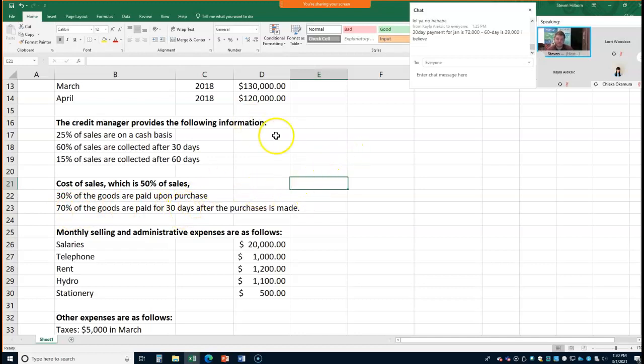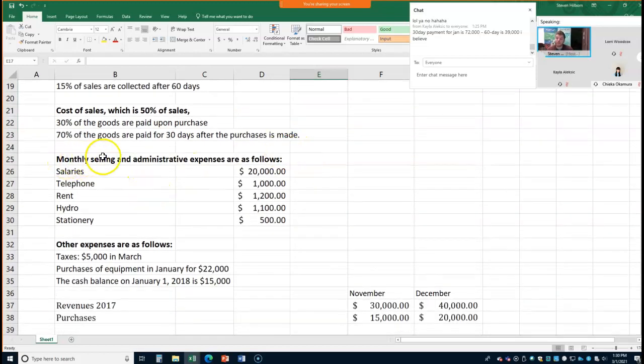And the reason that business does this for each other, because they also know that we're not collecting all of our money up front. So it'd be hard for us to pay for stuff all up front. So we've kind of made these relationships with people. And it works. There's also some monthly selling and administrative expenses. So these are fixed. These are every single month.